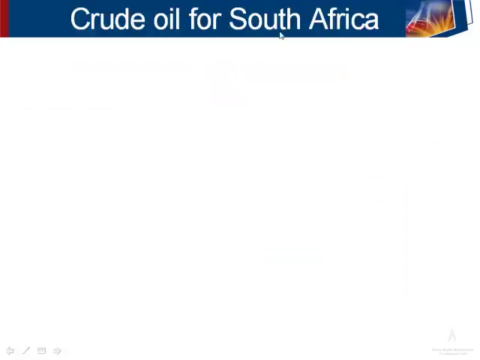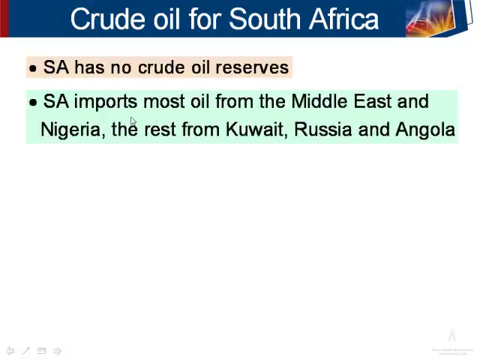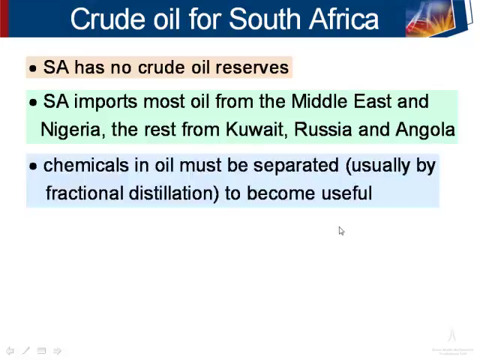Crude oil for South Africa. Crude oil is a viscous, dark brown liquid that moves through underground porous rock. To extract the oil, we need to drill holes into this rock so that the oil can be pumped out. Now, South Africa has no crude oil reserves as such, and imports most of its oil from the Middle East and Nigeria, the rest from Kuwait, Russia, and Angola.